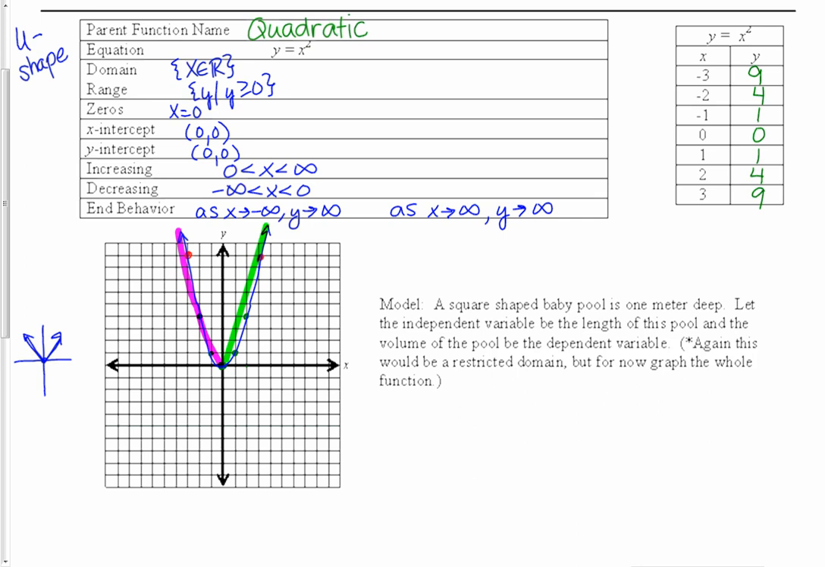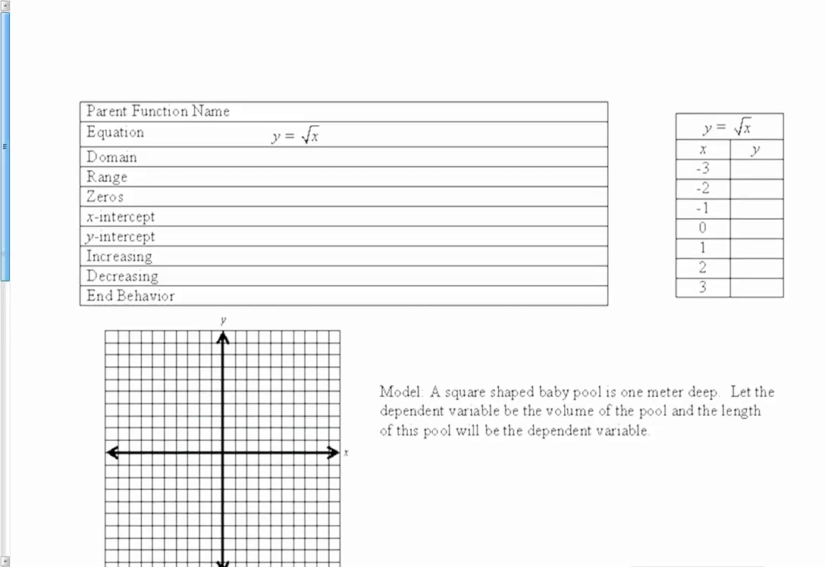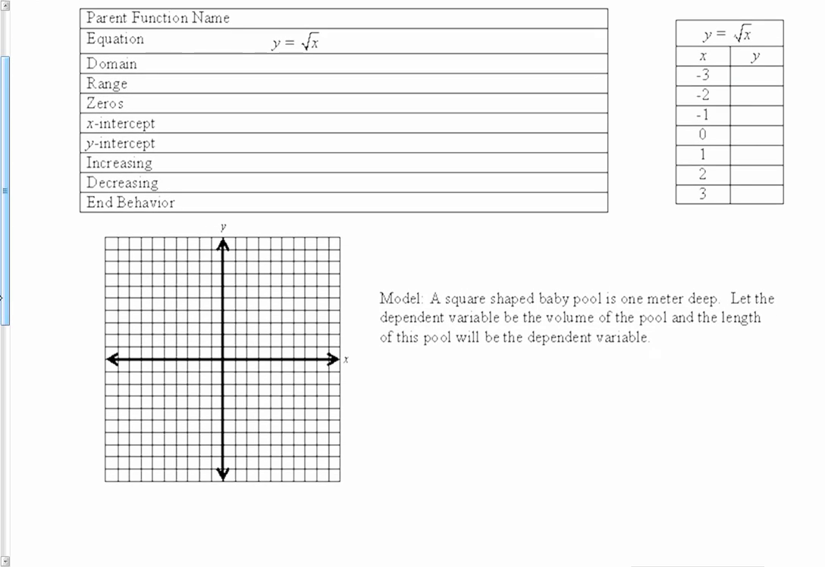All right, we've got one last function here to deal with, and that is our square root function. And we're going to call it just that. We're going to call it the square root. On my square root function, I have something weird when I go to plug my numbers into my table. If I go to take the square root of -3, I can't do that. I can't take the square root of -2 or the square root of -1 because those numbers don't exist in the real number system. We'll deal with what they are later.